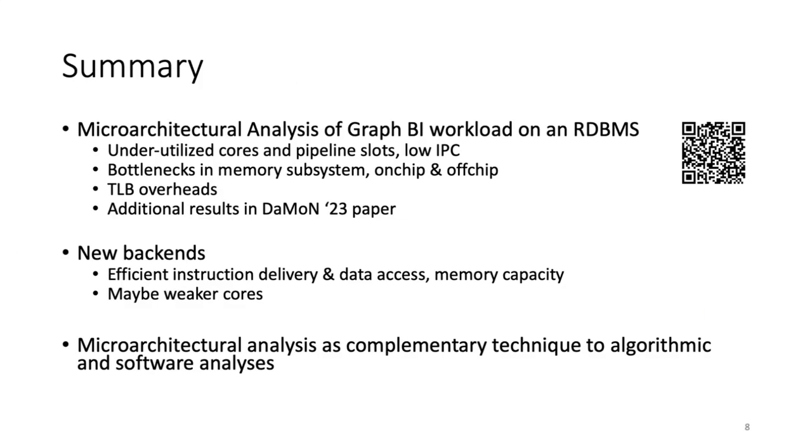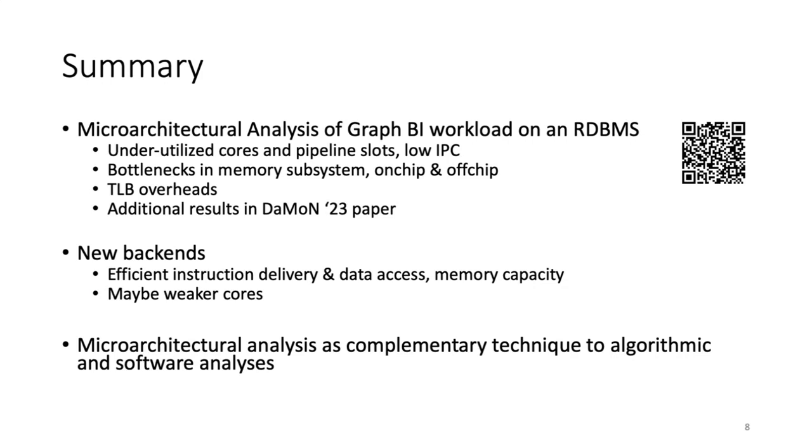So summarizing, in this work, we did a microarchitectural analysis of a graph BI workload running on an RDBMS. We found that the core resources were underutilized, the pipeline slots were underutilized, the IPC was low, and there are bottlenecks in both off-chip as well as on-chip accesses. TLB overheads could be reduced by huge pages, and so more TLB conscious query processing could help there.